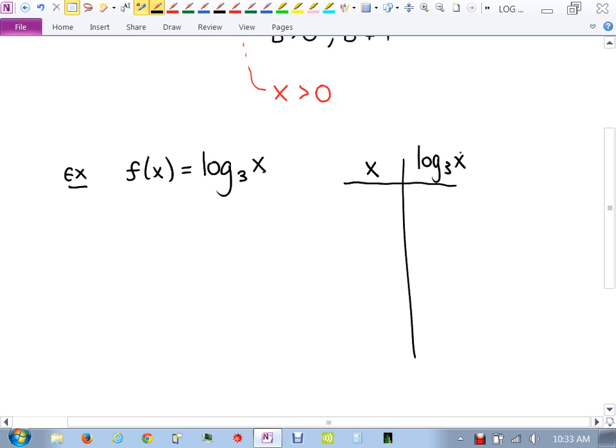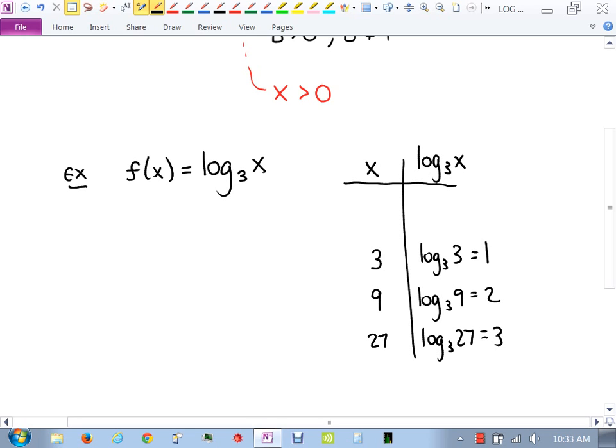Now, what I plug in, I have to be very careful with. So just watch me first. How about I plug in 3? What's log base 3 of 3? What this is saying is 3 to what power is 3? 1, right? So when I plug 3 in, it spits out 1. Okay, how about 9? What's log base 3 of 9? 2. Okay, how about 27? What's log base 3 of 27? 3.